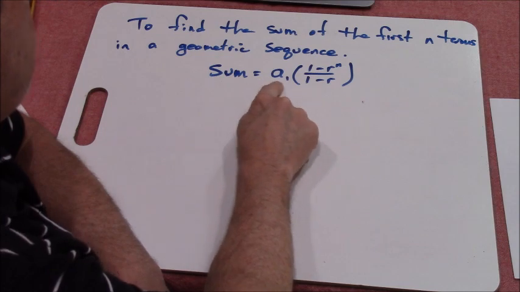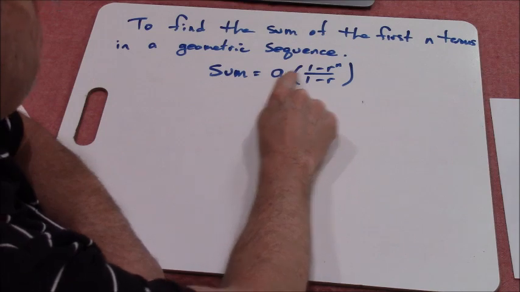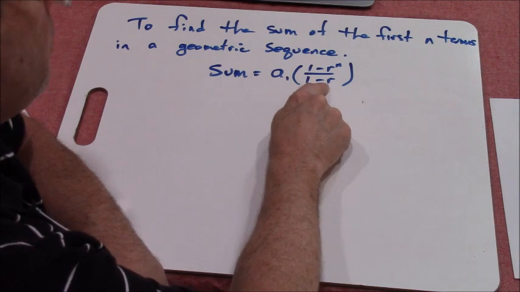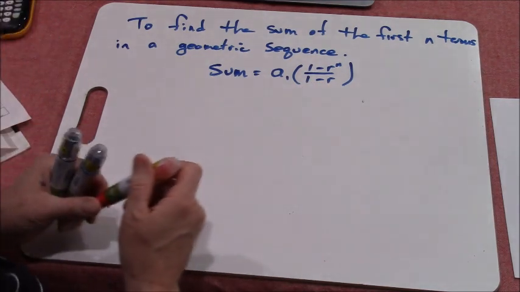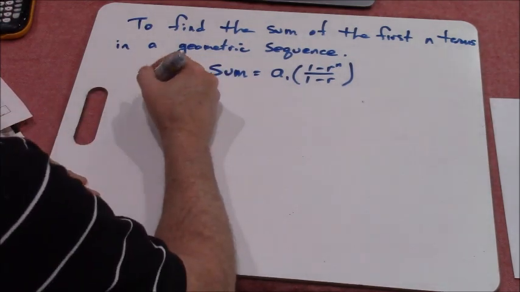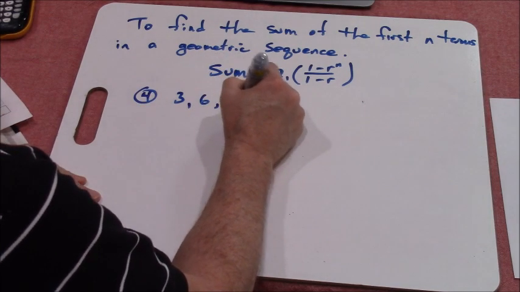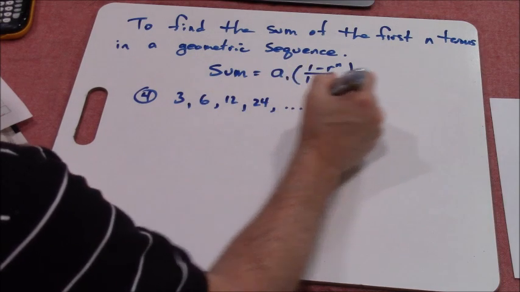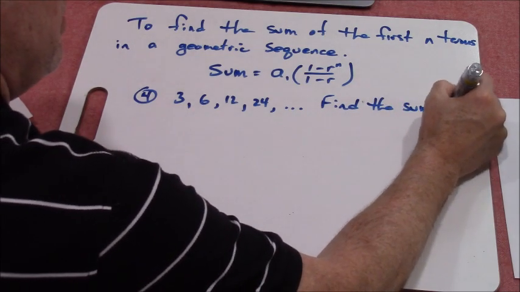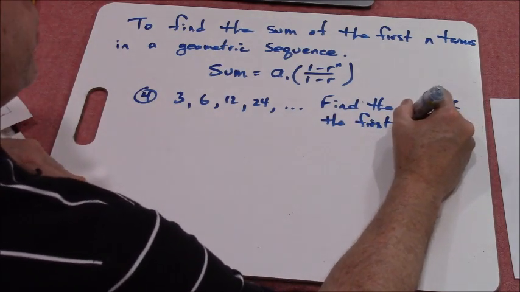All right, so here's our formula. If I want to add up the first n terms, this is saying take the first term and multiply it by 1 minus r raised to the nth, divided by 1 minus r. So let's say I have a geometric sequence that looks like this. I believe I'm on number 4. I've got 3, 6, 12, 24, and we want to find the sum of the first 20 terms.